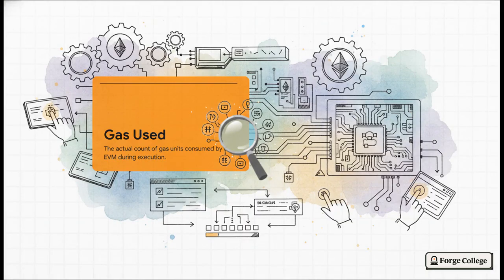And finally, we have gas used. Now, while those first two components are prices, gas used is a measurement of actual, literal work. It measures the raw computational effort and the storage changes that your transaction required the Ethereum virtual machine to actually execute. Every single time you move a token, write to a smart contract, or even just calculate a number, it ticks this gas counter up.